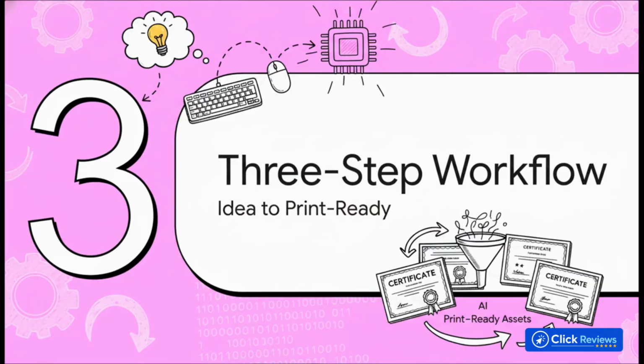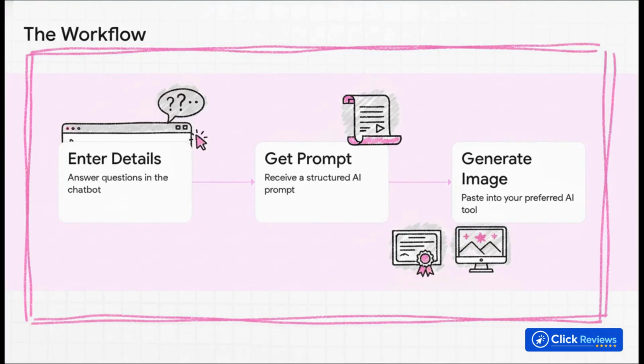Section 3. The three-step workflow. From idea to print ready. So how do the actual mechanics of this prompt assistant work in practice? The official documentation breaks this down into a really simple three-step workflow. Step 1 involves entering your specific details and desired style into their guided chatbot. Step 2 is receiving your highly structured, baked-in prompt. And Step 3, just taking that prompt and pasting it into your preferred AI image generator to actually create the certificate.